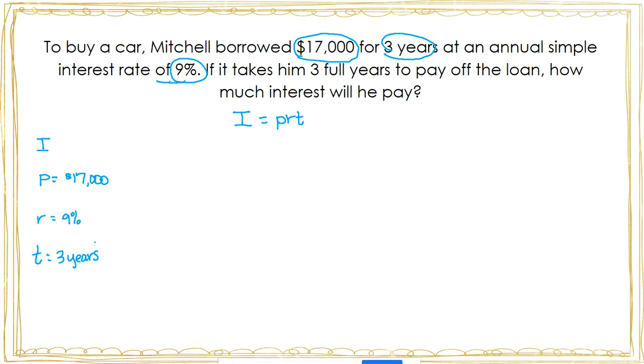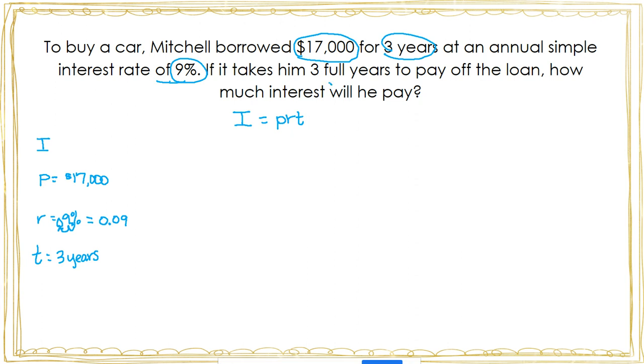Now, I need to remember that when I put my rate into my formula, I cannot use a percent. So I'm going to need to change 9% to a decimal. To change a percent to a decimal, I remember that I'm dividing it by 100, which is the same as moving the decimal 2 places to the left. Well, there's an invisible decimal behind my 9, and I need to move it 2 places to the left. When I do that, I have a space right here, and I'm going to put a 0. So my rate is actually 0.09.